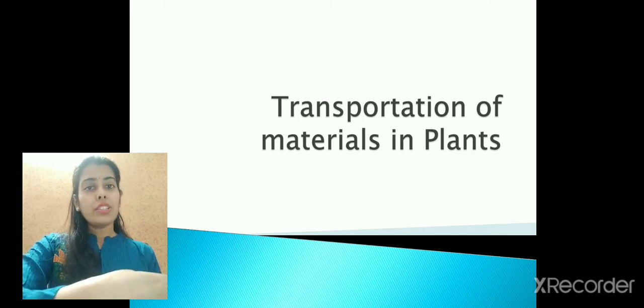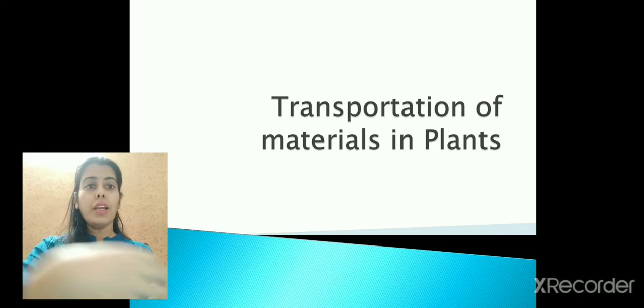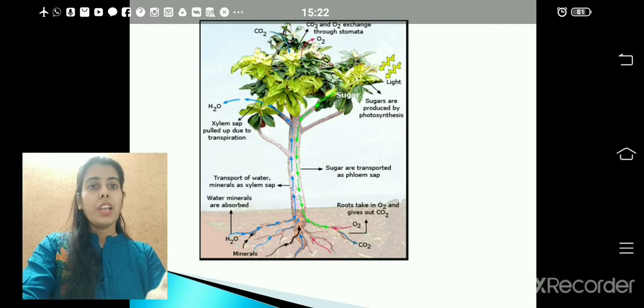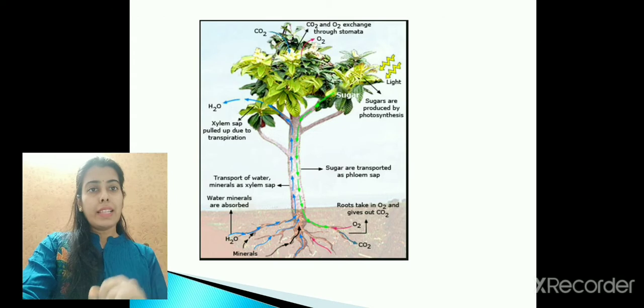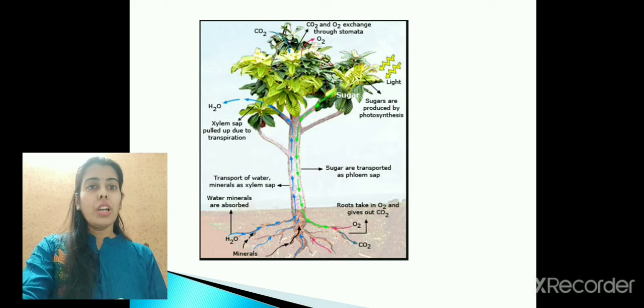So how does this transportation occur in plants? Let's have a look at this slide. Here we can see the water is being absorbed by the roots and being transported to the other parts of the plant. This transportation occurs through tissues called vascular tissue. Now, what is vascular tissue? It is the transport system of the plant. It consists of two things, that is xylem and phloem.